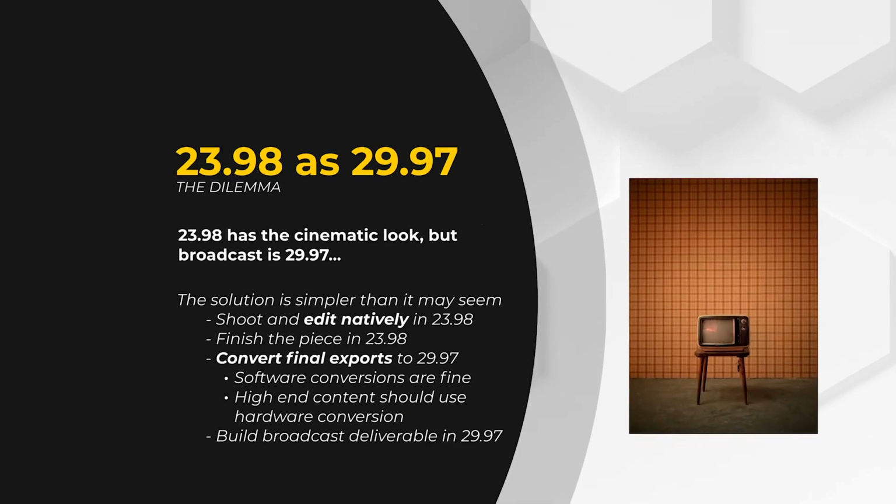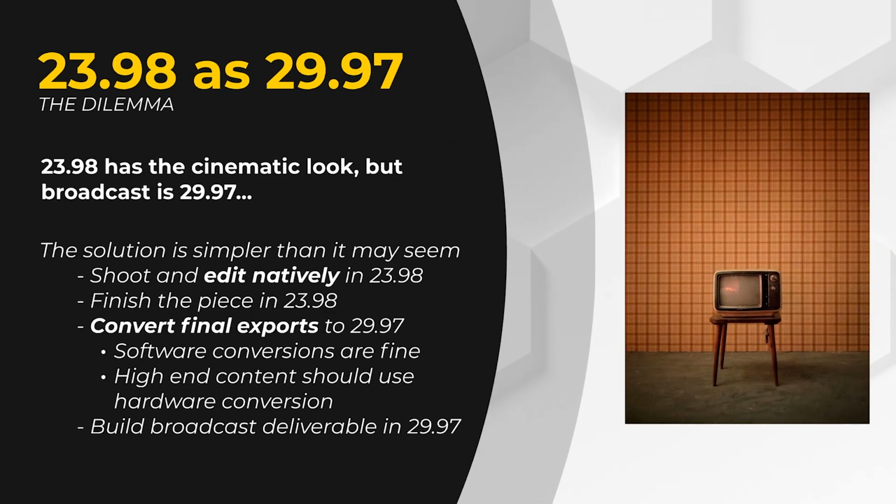So before we close out, I want to touch on a burning question you might have. If 23.98 has a cinematic look, but broadcast in the United States is 29.97, how do you deliver 23.98 material? Well, the rule that I mentioned back in part 7 still applies. Shoot and edit natively in 23.98. Finish and export in 23.98. And then convert the exported 23.98 video to broadcast spec at 29.97.